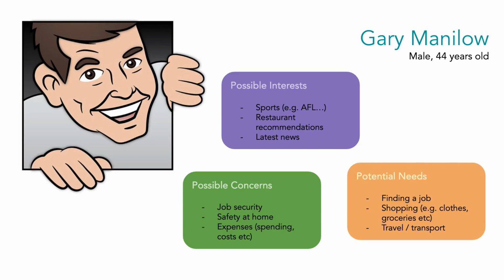So you've got there his potential needs to find a job. He needs to find a job in order to obviously get income. He needs to buy clothes and groceries. So shopping might be a want in some circumstances. For example, if he wants to buy a sports car. But in this example, I'm using shopping as a need because he needs to buy clothes. He needs to buy groceries in order to eat. And he also needs to be able to travel or use public transport or transport of some sort to get to his job. So that's a need.